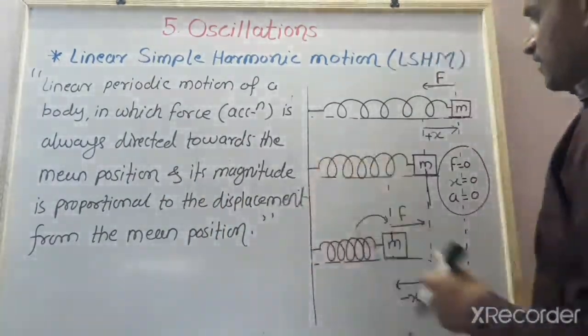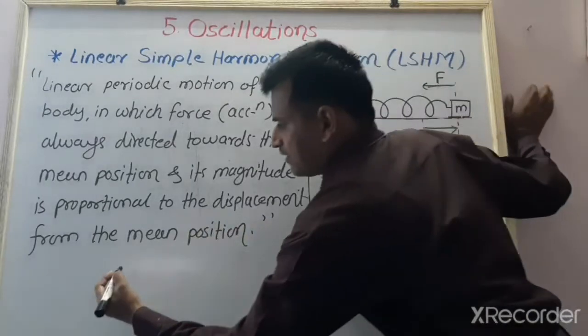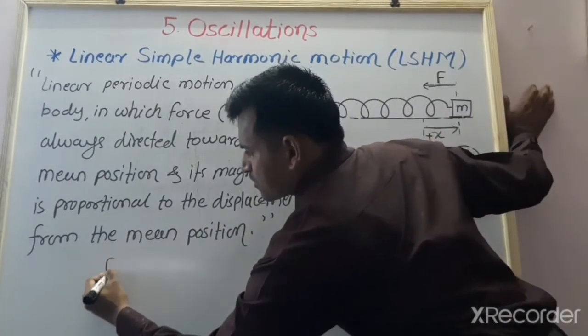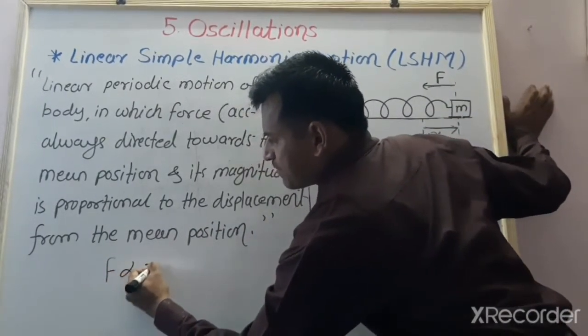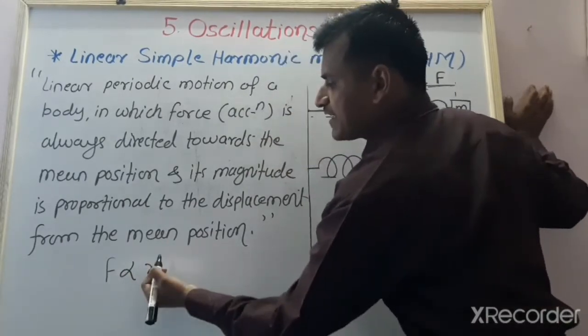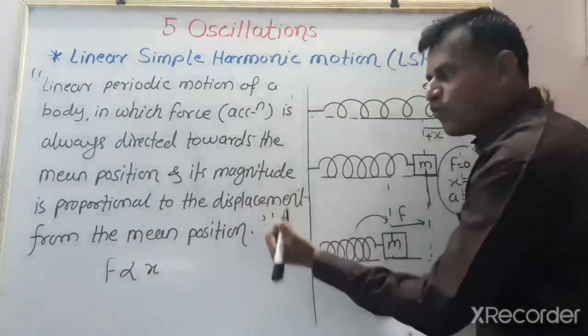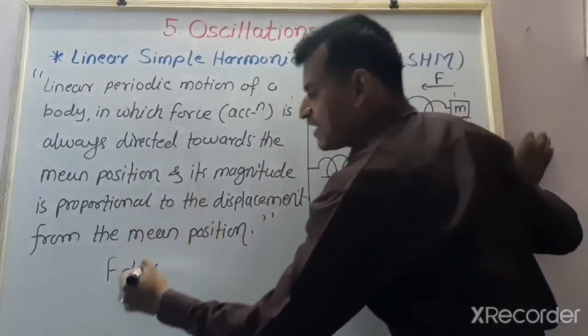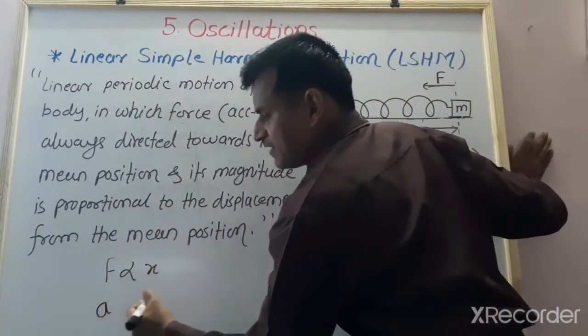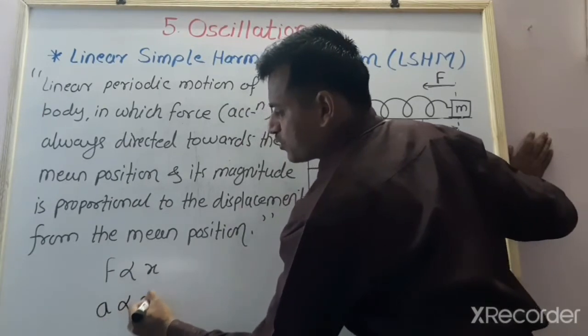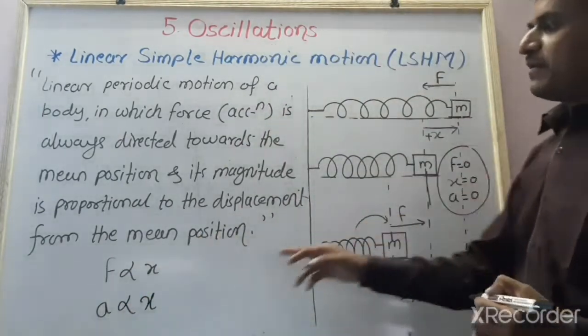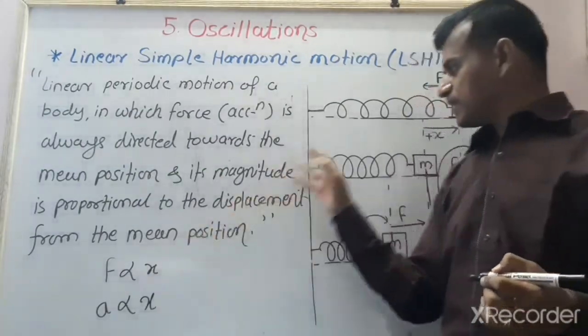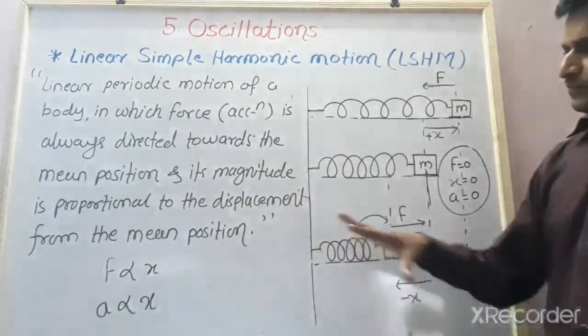Both force and acceleration are always directed toward the mean position, and its magnitude is directly proportional to the displacement from its mean position. The force is directly proportional to the displacement. When we increase the displacement from its mean position, the force on the block by the string also goes on increasing. Similarly, the acceleration is directly proportional to the displacement. We have just explained both of these with the help of this figure.